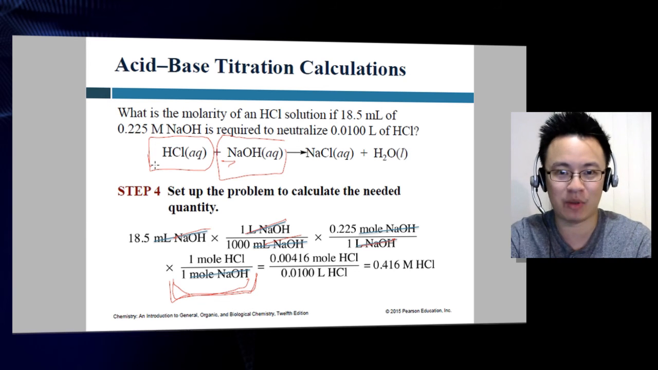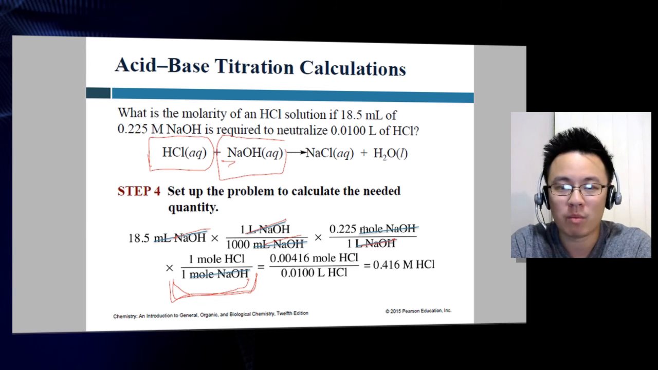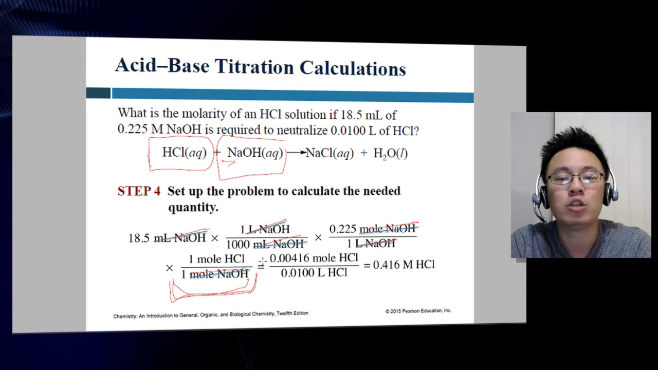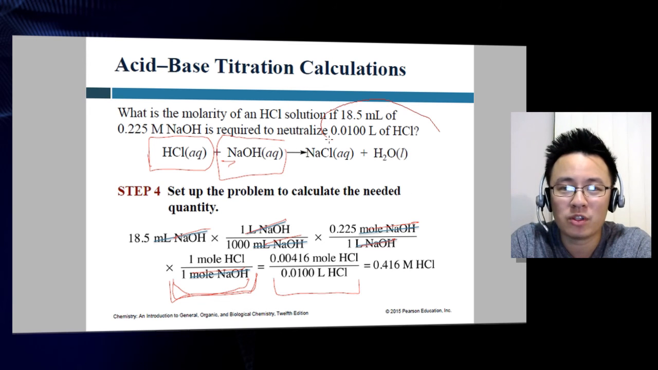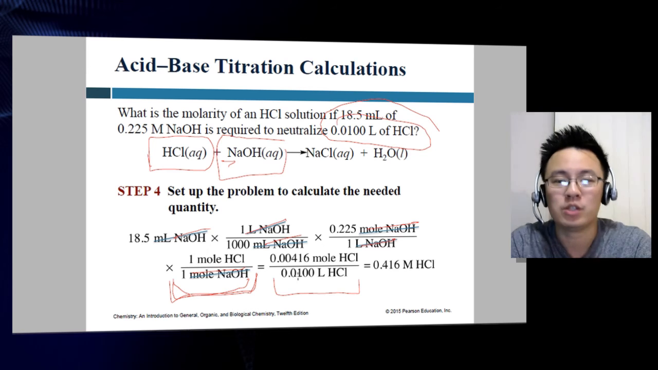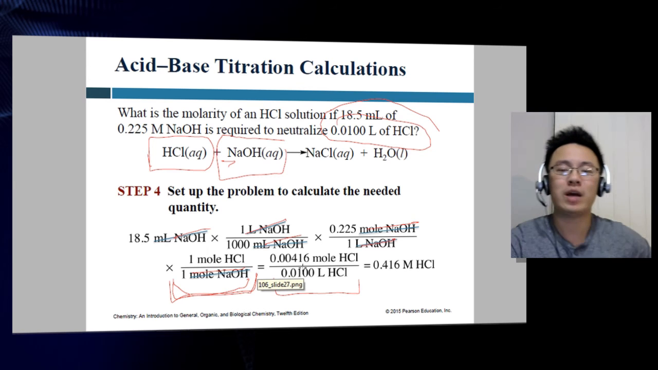That's where that is coming from. So as you can see here, 1 mole to 1 mole, cross cancel those common units, and then do a little bit of mathematics, and then you're going to be given 0.00416 moles of hydrochloric acid per, and you're wondering where this number comes from. Right over here, it's given to us right there in that problem. 0.0100 liters of hydrochloric acid.